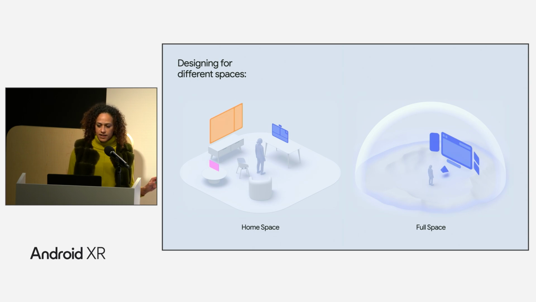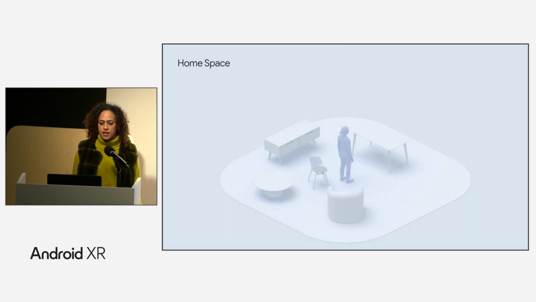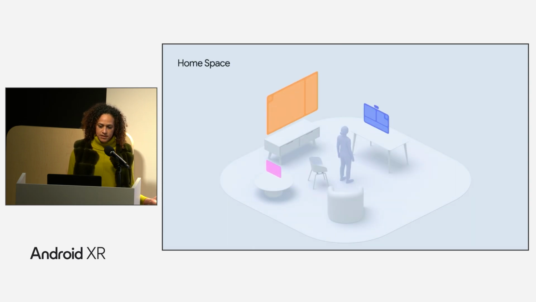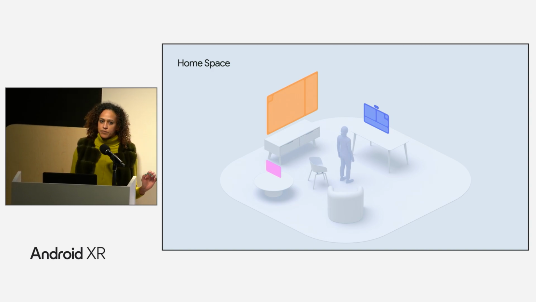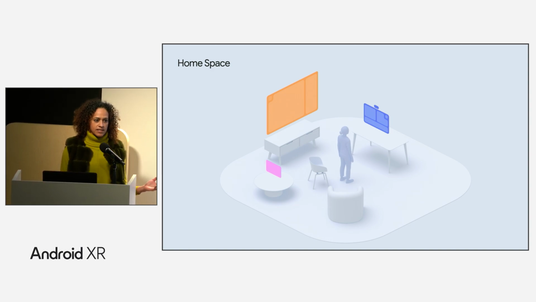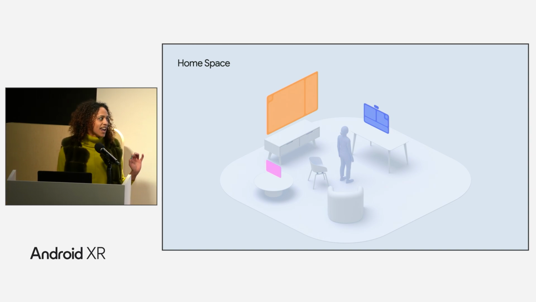On Android XR, the user can experience your app in two spaces, home space and full space. In home space, the app coexists alongside other apps. Any Android app, especially those optimized for large screens, can thrive in this space without any extra design or development effort.